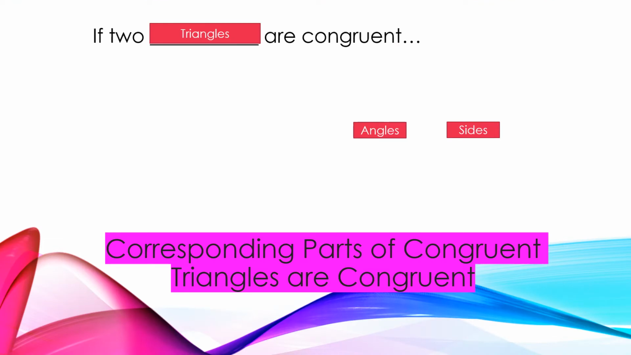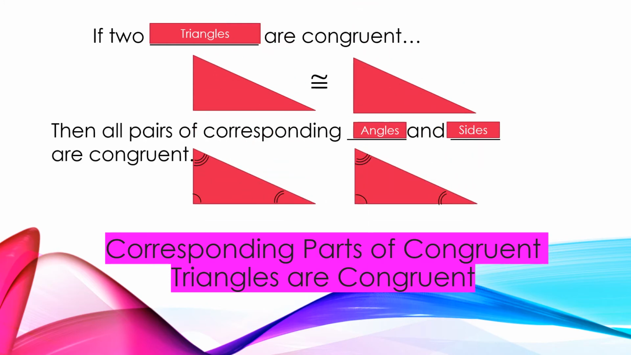If two triangles are congruent, then all their pairs of corresponding angles and sides are congruent. So if you have triangle ABC congruent to triangle DEF, then angle A would be congruent to angle D, angle B would be congruent to angle E, angle C would be congruent to angle F, and so forth. Which is corresponding parts of congruent triangles are congruent. As long as those two triangles are congruent, all of those parts will also be congruent. And that, again, is abbreviated as CPCTC.